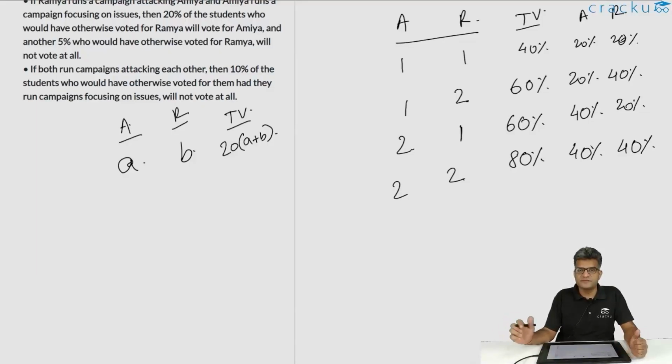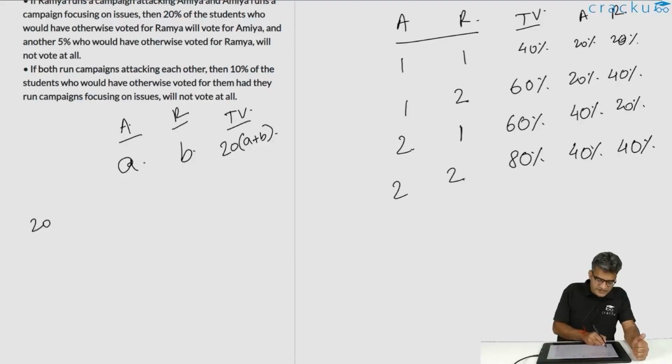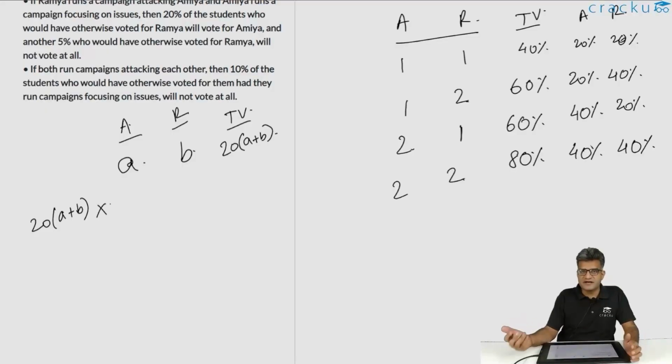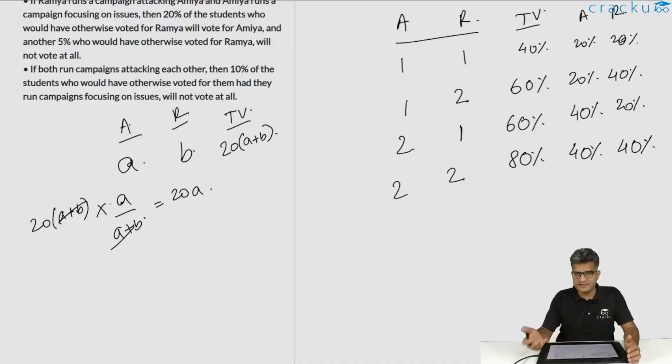This is dependent on both of them. But the percentage of vote that Amiya gets will be the total voting percentage, which is 20 into (A plus B), into the fraction between Amiya and Ramya. So that is into A divided by (A plus B). This gets cancelled and finally it is just left with 20A. So you would realize over here that if Amiya is running a stoic campaign in the first two cases, the percentage of votes that Amiya gets is 20% only. Similarly, if Amiya is running a vigorous campaign in the last two cases, the total votes that she gets is 20 into 2, which is 40%. I just wrote this so that you will understand why exactly this is happening.